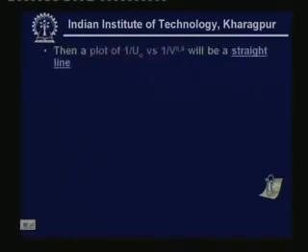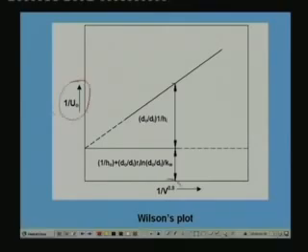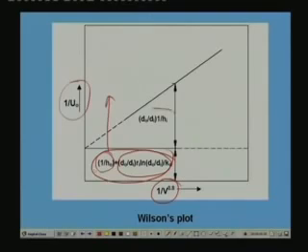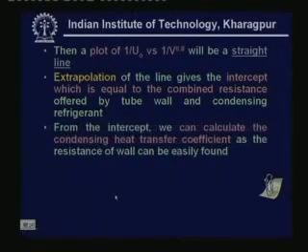Then a plot of 1 by U naught versus 1 by V to the power of 0.8 will be a straight line. If you plot it, you get a straight line like this, and the intercept gives you the resistance on the refrigerant side plus wall resistance, because that remains constant, whereas the resistance on the water side will be varying because the velocity of the water is varying. From the intercept we can calculate the condensing heat transfer coefficient, as the resistance of the wall can be easily found.